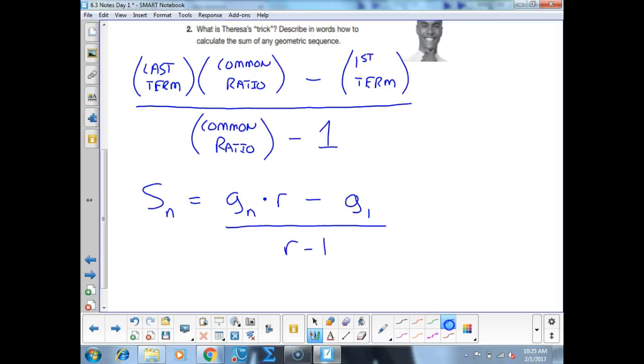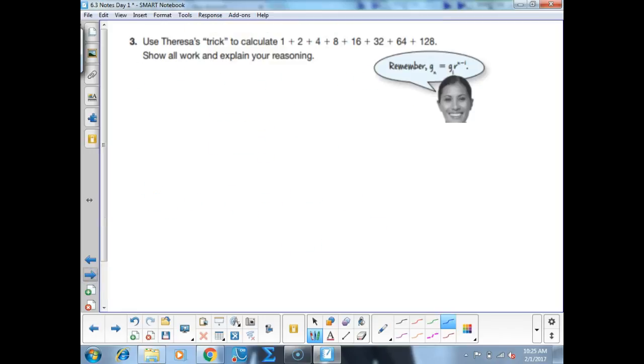Okay. So there's the sum formula. So, now in number 3, let's use her trick to calculate what 1 plus 2 plus 4 plus 8 plus 16 plus 32 plus 64 plus 128 is. So, we need G sub 1. What is G sub 1? The first term, right? We need the last term. We need R.